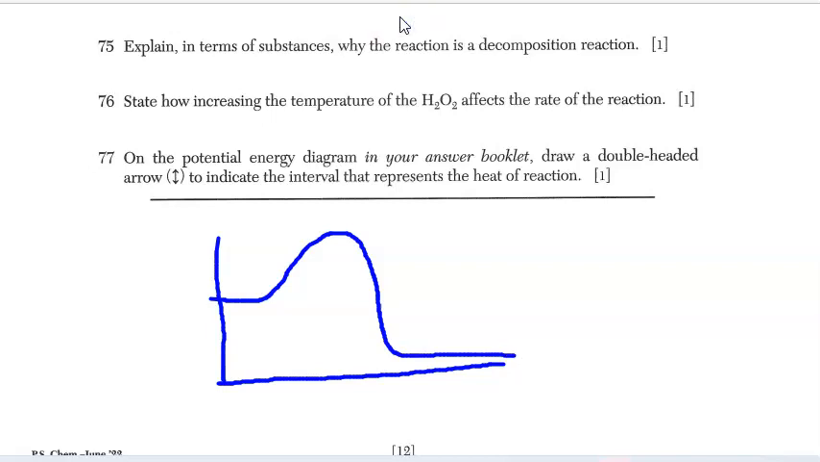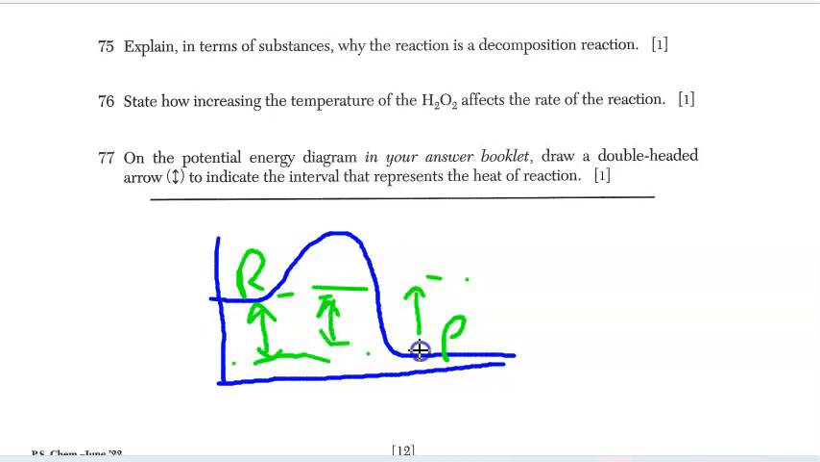I'm struggling here a little bit with some of my words. I'm going to change the color. We'll make it green. Right, heat of reaction, again, delta H, the H of the products minus the H of the reactants. In other words, your double-headed arrow is going to be between the products and the reactants. Whether you draw it here or here, that doesn't matter, but it has to be between the products and reactants.